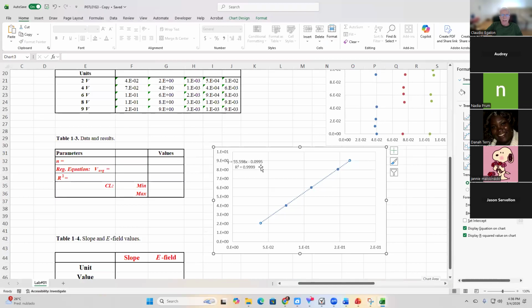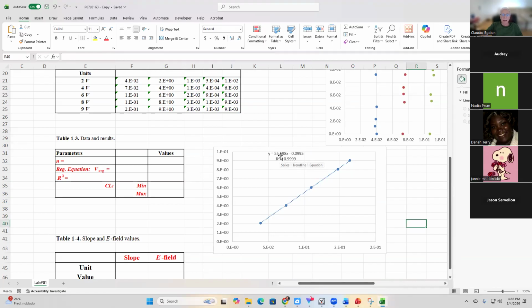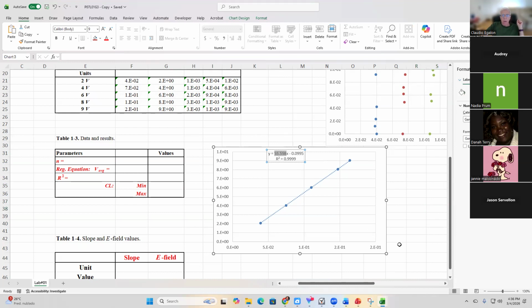Like that. And now we have here the equation that fits as closely as possible the data points that you have. It's 55.598 minus 0.0995, okay? And what is important about this equation? What's important about this equation is this slope value that you see right in here. This slope value is exactly the electric field value. Okay, the value of the electric field, volts per meter.